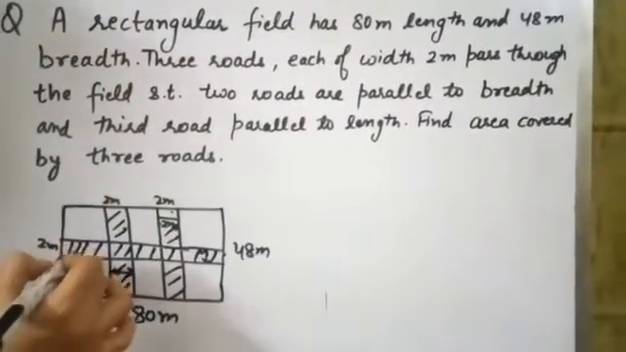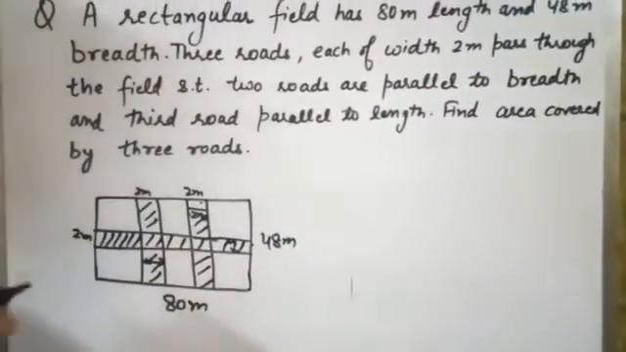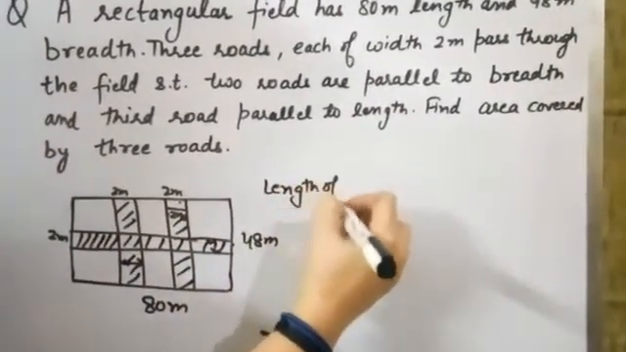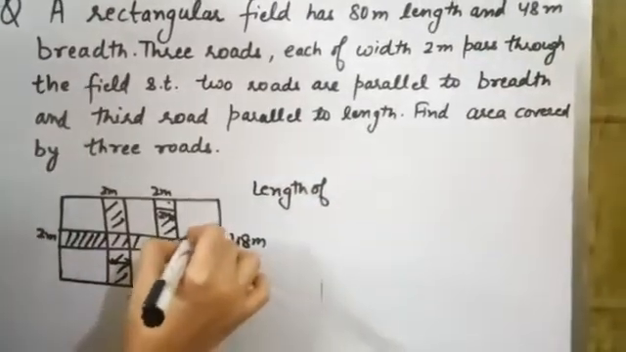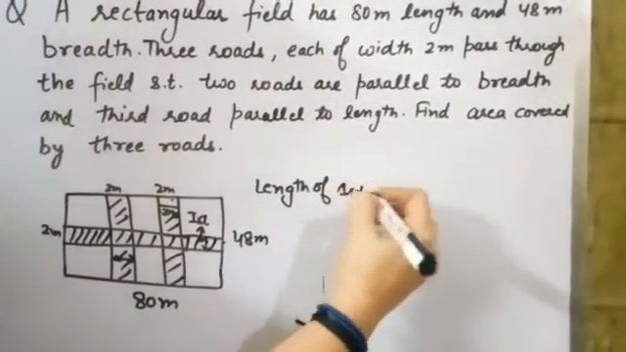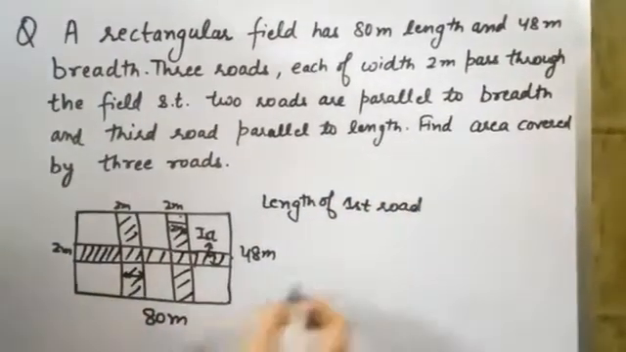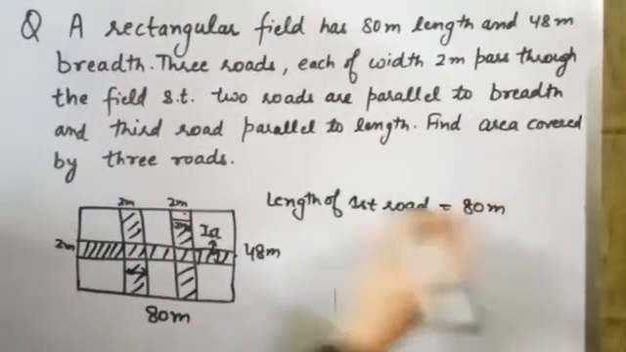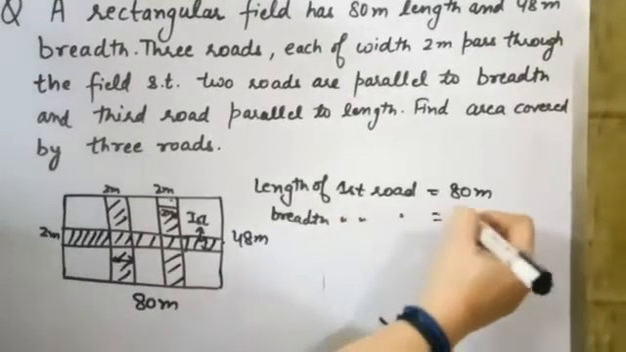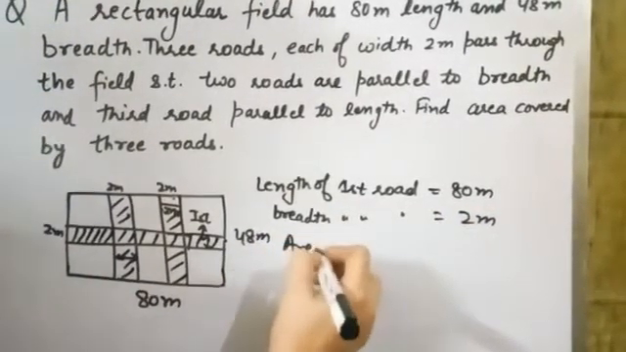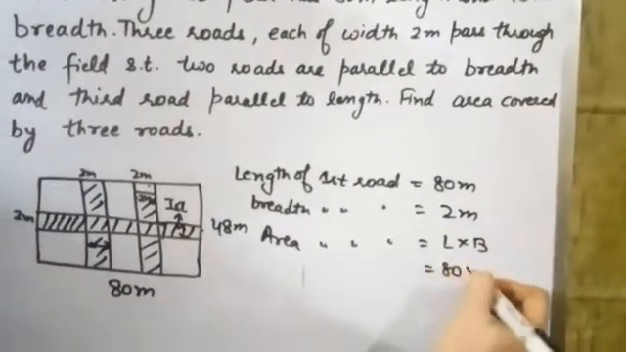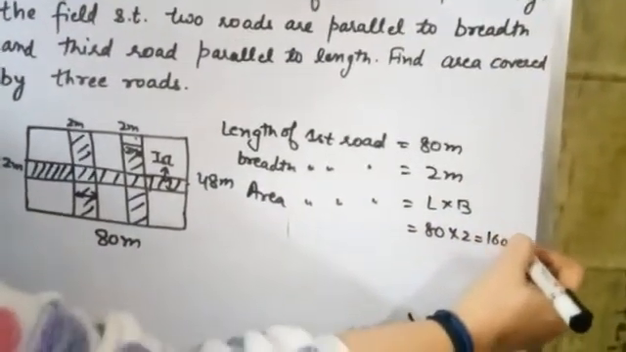Now look at this first road which is parallel to the length. This first road I am taking here. If you want to name it as ABCD, it's your wish. This is the first road. The length of the first road is 80 meter. Breadth, that is same for all the three roads, 2 meter. So we can find out the area of the first road. Length into breadth, 80 into 2, 160 meter square.